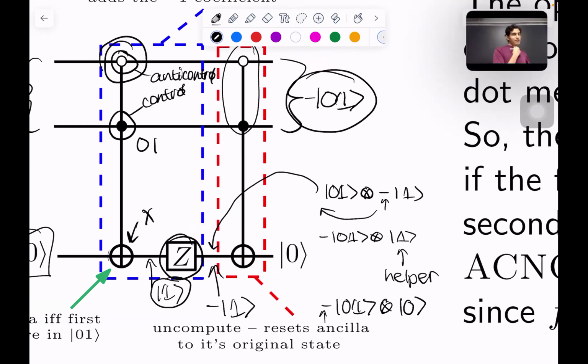Does that make sense? Questions on that?